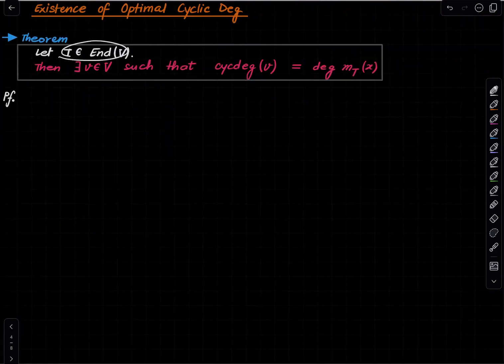Fix an endomorphism T on a vector space V, and we want to show that there is a vector v such that its cyclic degree is the maximum possible. It is equal to the degree of the minimal polynomial of T. Okay? So let's get started. So we will develop some notation. I mean, we are not developing any new notation. We are just recalling things.